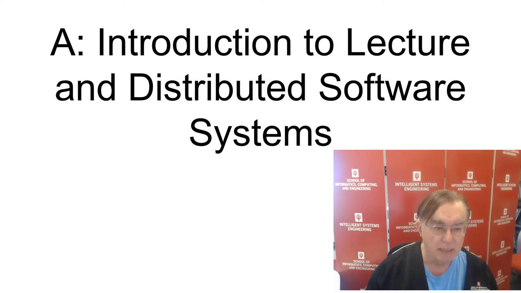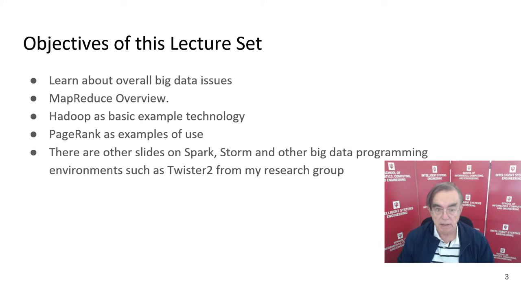All right, so here we are. This is part A. Okay, what's in this slide set? First, we discuss some overall big data issues, trying to position Hadoop in an ecosystem for big data, and give some examples of how it fits together with other tools. Then we have an overview of MapReduce itself. Then we go into some detail on Hadoop and its different components. We give an example of PageRank as its use, and then there's another slide set on Apache Spark, which is a sort of sophisticated Hadoop, Apache Storm, which is key for streaming, and other big data programming environments such as Twister 2, which we produced at IU. So that's it. Thank you.